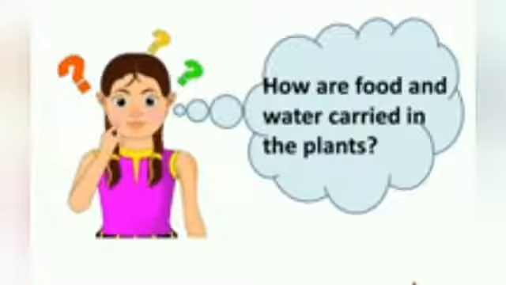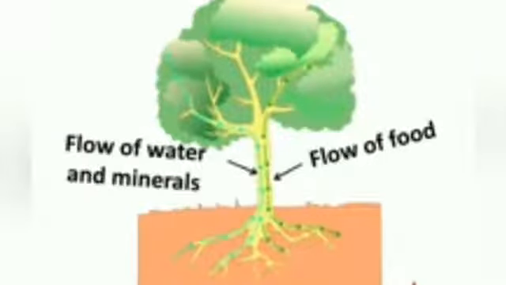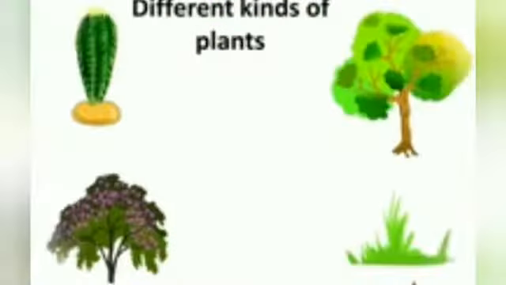What about plants? How are food and water carried in the plants? The food is prepared by the leaves. How does the food prepared in the leaves reach all the parts of the plant? The minerals and the water absorbed by the roots need to reach the leaves where they can be used. So, the plants need a transportation system too, just like the animals.